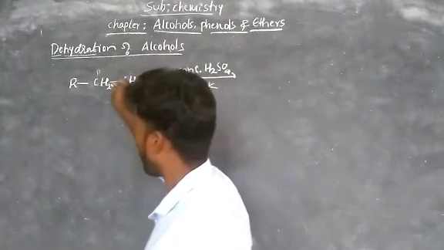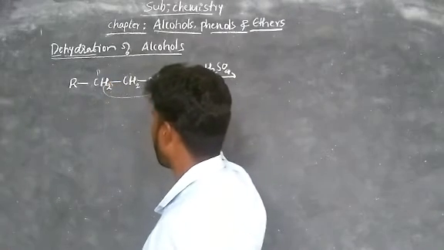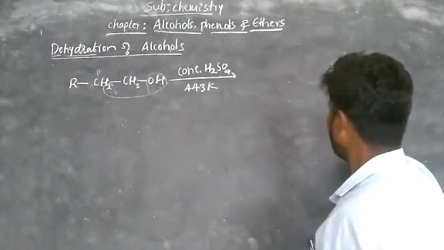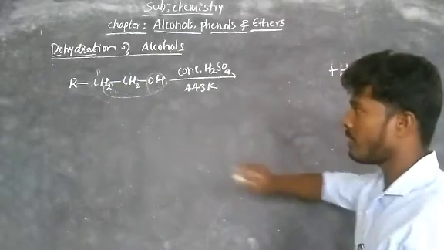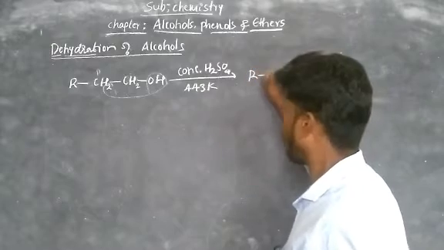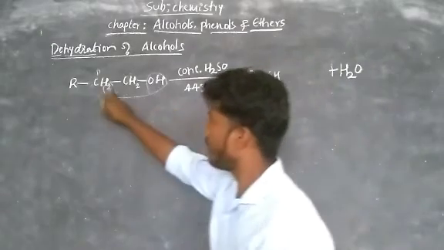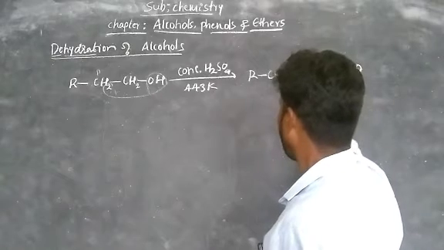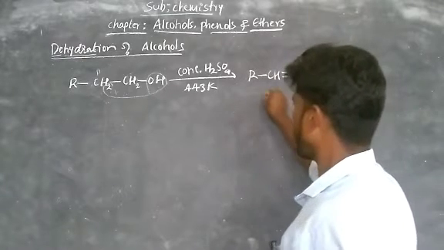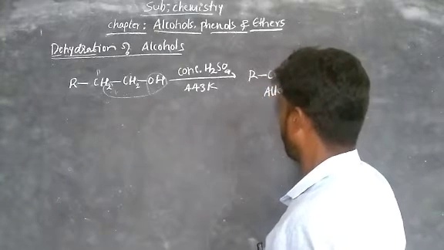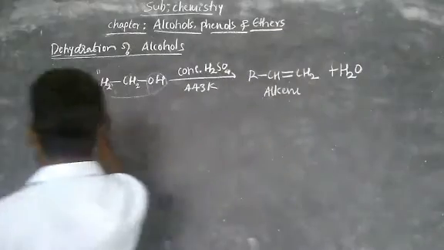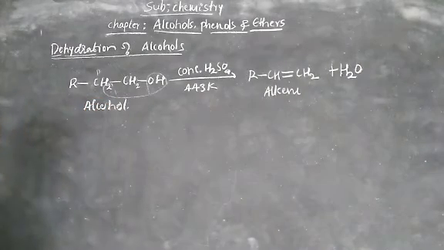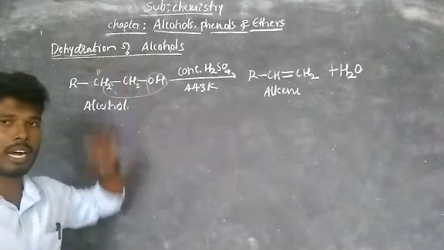Now here there is one hydrogen; this hydrogen and this OH is removed as water, that is H2O, and the remaining is R-CH. Here one hydrogen is removed, and a double bond is formed between these two carbons, R-CH double bond CH2. So this is what? Alkene. And this is alcohol. This is called dehydration of alcohol.